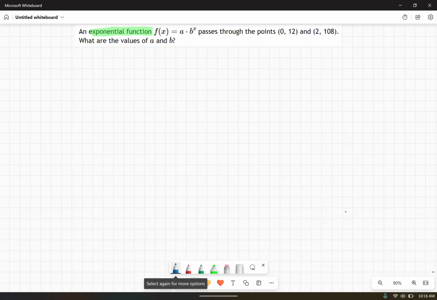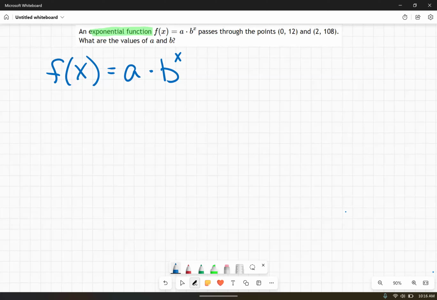It just so happens in this case, we're starting off with this exponential function, which means our variable appears as an exponent, a times b to the power of x. Okay, so it's an exponential function. What's important here is that we have two unknown constants, the a and the b, and we also have two pieces of information. There's one point on the graph, and there's another point on the graph.